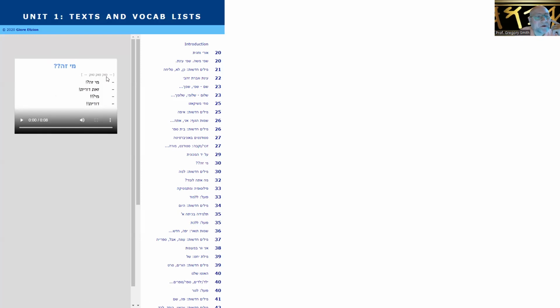And notice she's going tuk, tuk, tuk, knocking on the door. And somebody inside the door says, Mi zeh, who is this? And she says, Zot Dorit, this is Dorothy. And the person on the other side of the door says, Mi zeh? Who's this? And she says, Dorothy. See that there? So they include that little thing. I don't know why that's not really vocabulary, but oh well. That kind of gives me a chuckle every time.